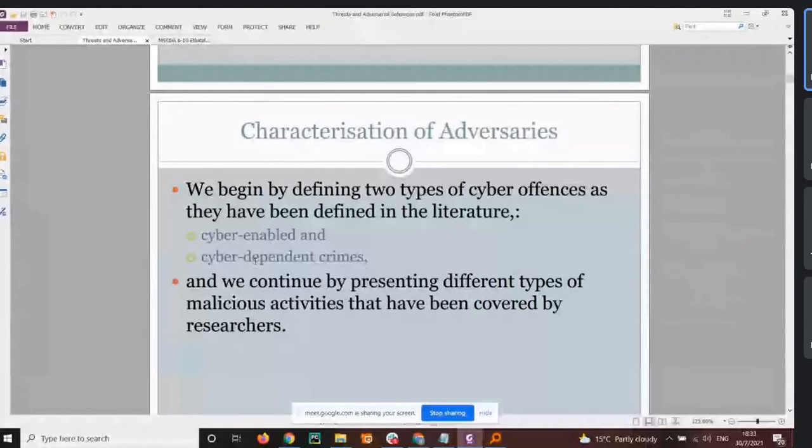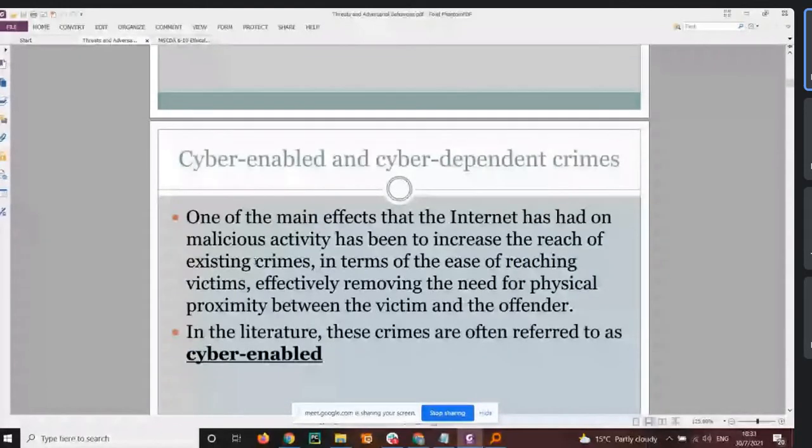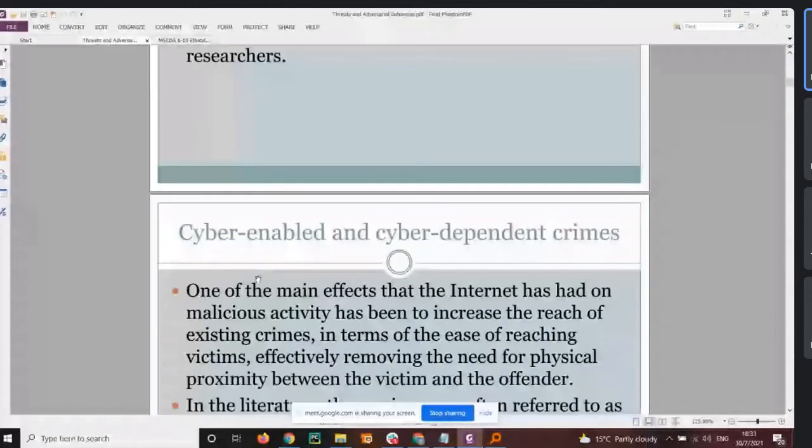Let me see if there's any place where they were simply explained. No. All right. So cyber-enabled crimes are crimes that have always been there, even before technology existed, like stalking, theft, and so forth. And then the other crimes, they only came up after technology came around. Those are the cyber-dependent crimes.